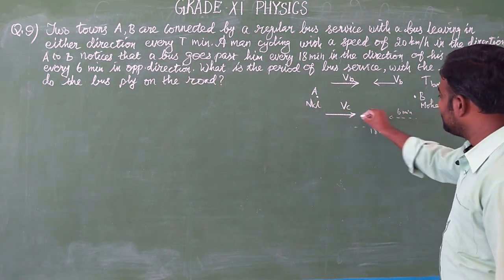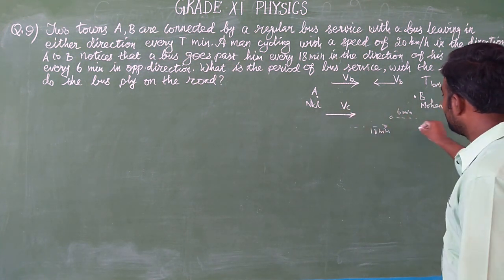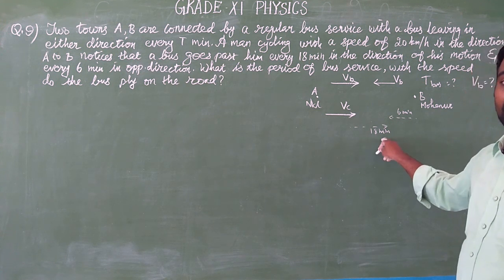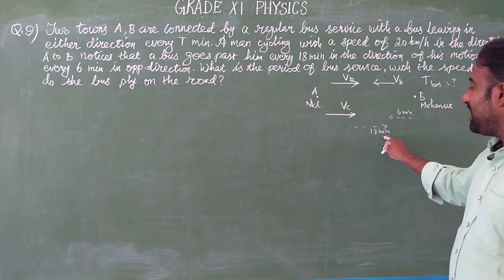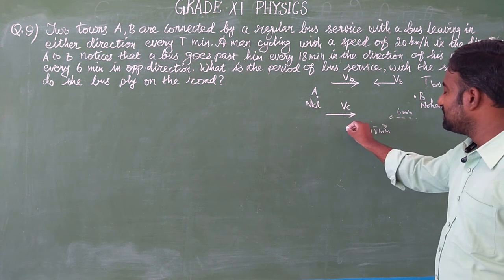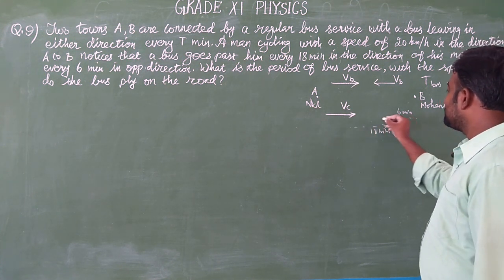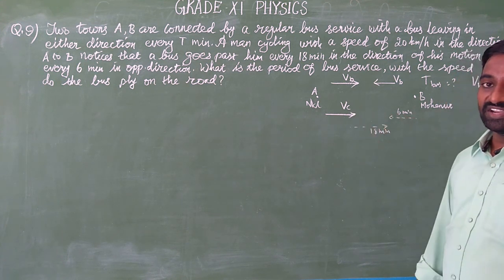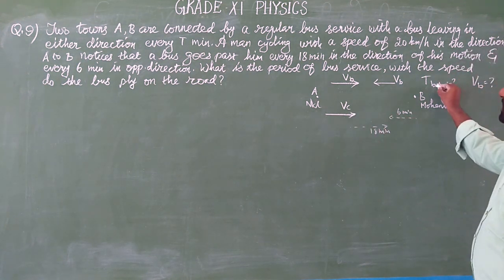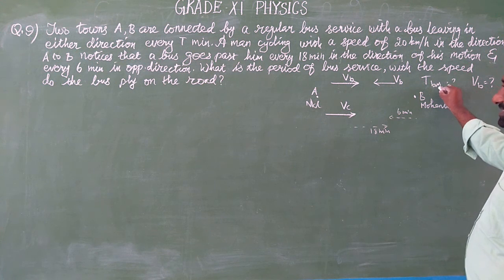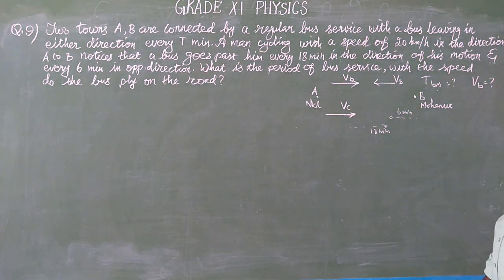The cyclist noticed the bus going in the same direction once every 18 minutes. So every 18 minutes, the cyclist noticed the bus moving in the direction of his motion, and every 6 minutes, he noticed the bus moving in the opposite direction. So what is the time taken by the bus service? That is the period of the bus service, and at what speed the bus is flying on this road.